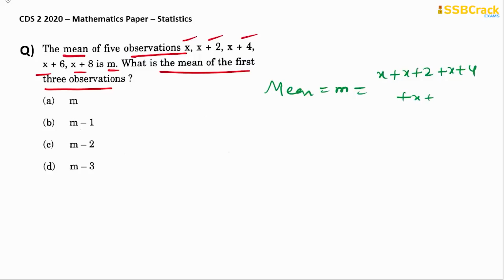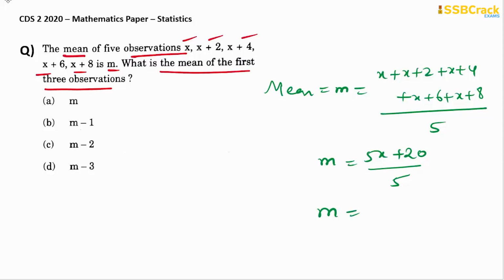Then we have x plus 6 and x plus 8. This 5 observations mean is m. So we could see that the numerator addition is x plus x five times, so we have 5x plus 2 plus 4, 6, 12, 12 plus 20. So we could see that we are getting here m, which is simply x plus 4. So this is the value of m.